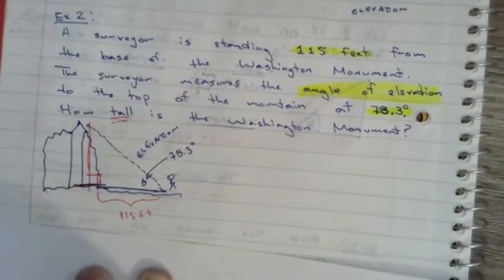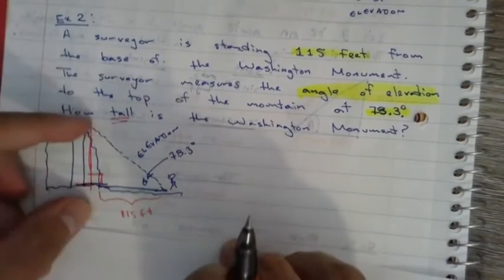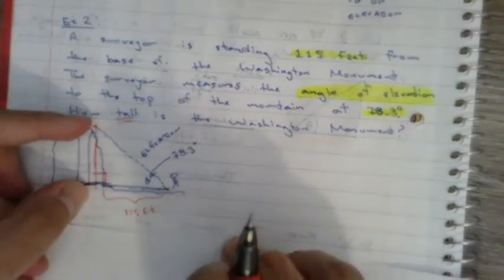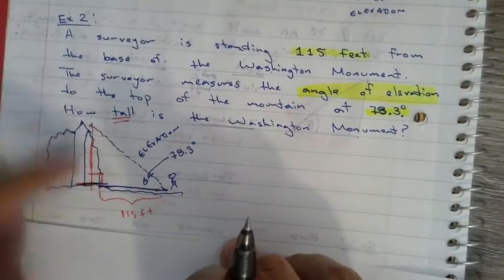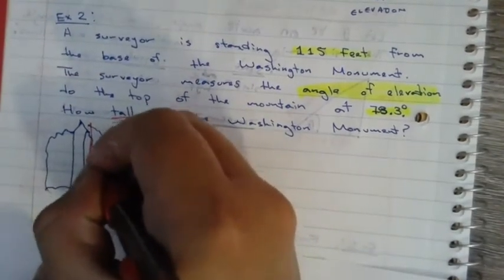Now it's asking how tall the Washington Monument is. In other words, they want us to figure out, sorry, one moment. This camera takes a while to focus. They want you to find how tall it is, so this area right here, from here to here. They want you to find x, and that's what I'm going to figure out.